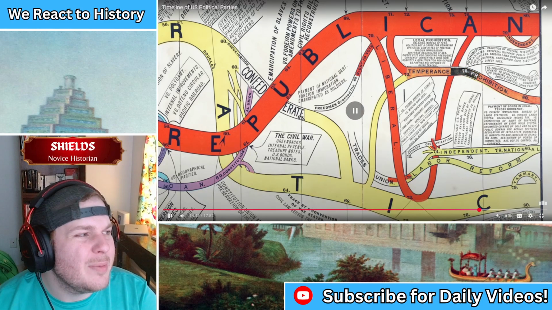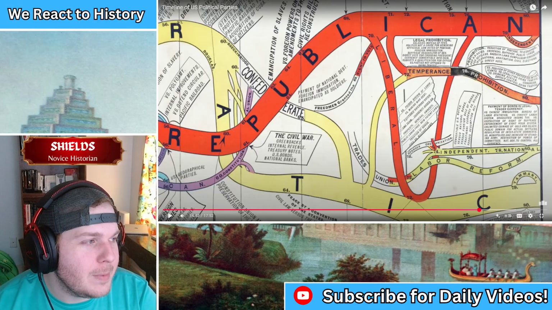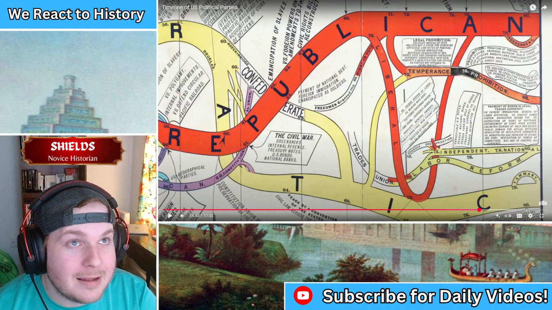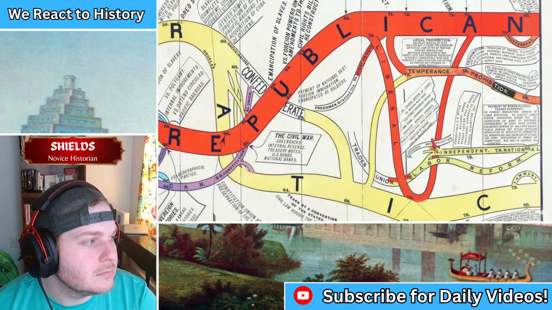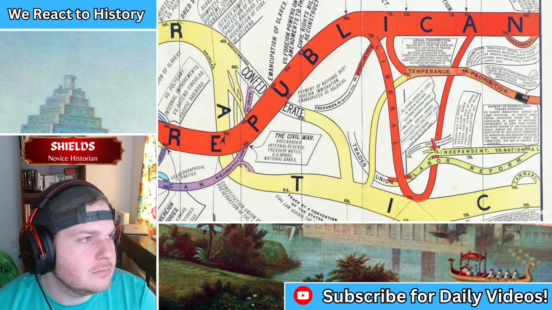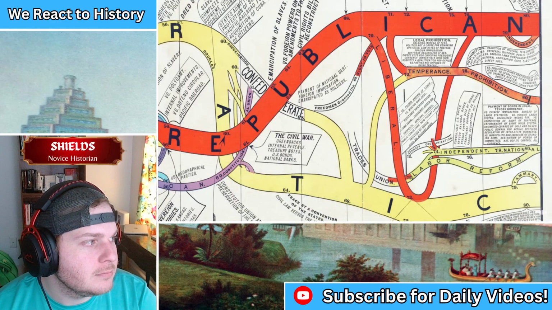Also shown is the temperance movement, which drew from both Republicans and Democrats. It was more of a cultural thing versus a politics thing. It eventually led to the prohibition of alcohol, but that didn't actually happen nationwide until 1920. Finally, there's the labor reform movement, which started to gain traction in the late 1800s.